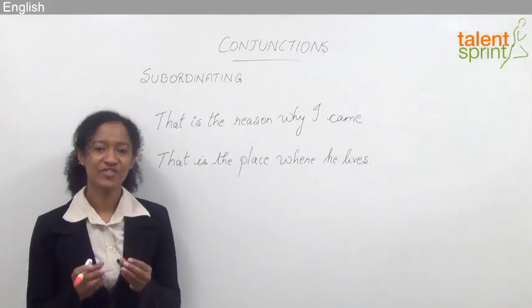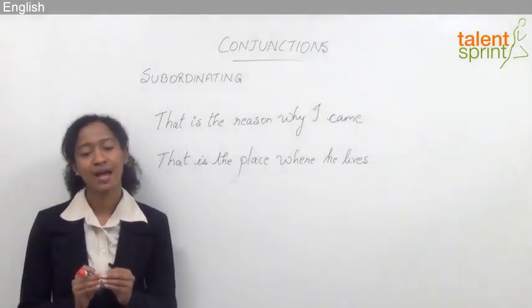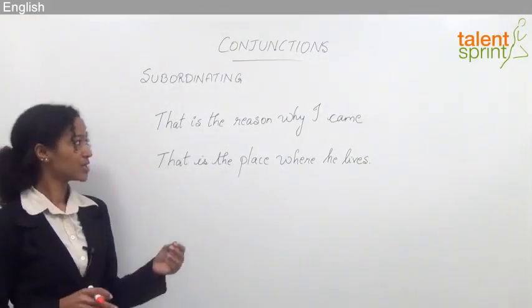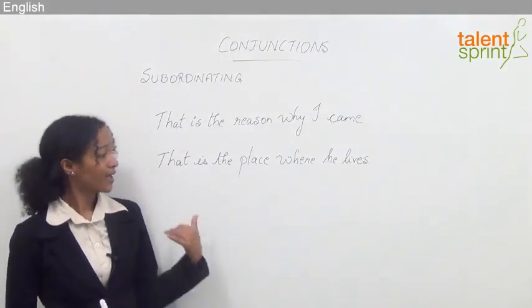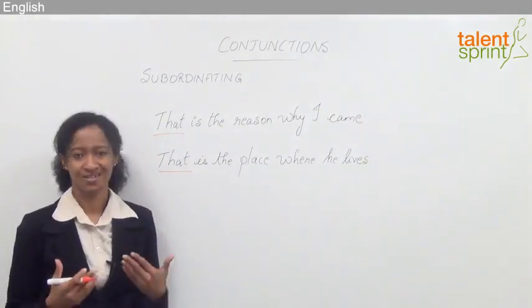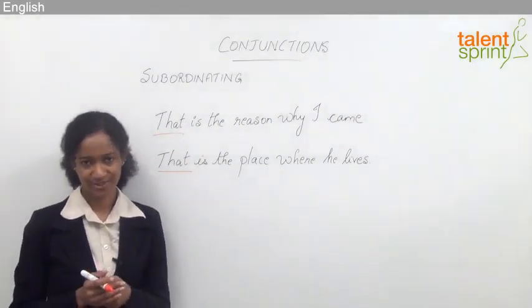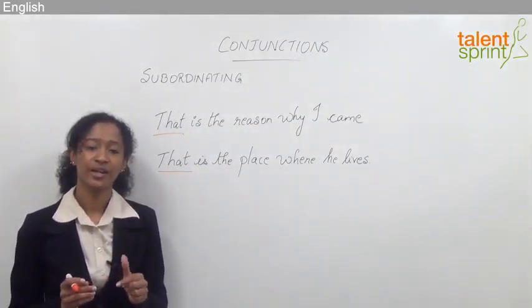So the chief subordinating conjunctions are those introducing clauses that act like nouns. For example, that. In these two examples, that is the reason why I came, or that is the place where he lives. That here is functioning like a noun, but it's still my subordinating conjunction. Alright, now let's look at those introducing clauses that function like adverbs.